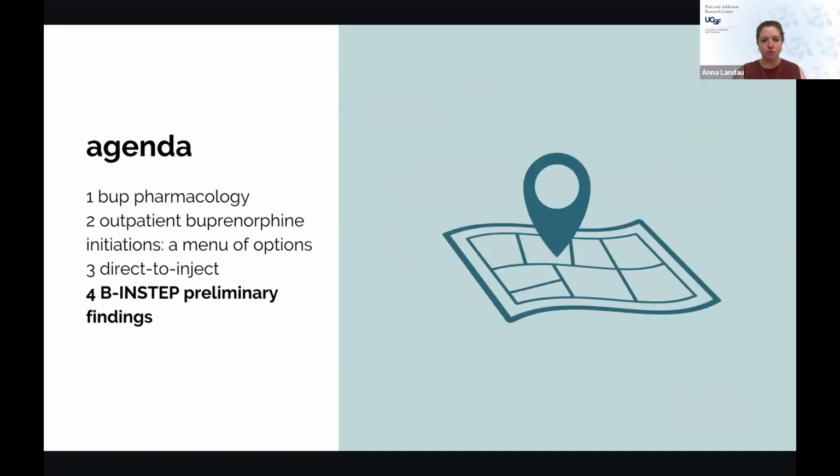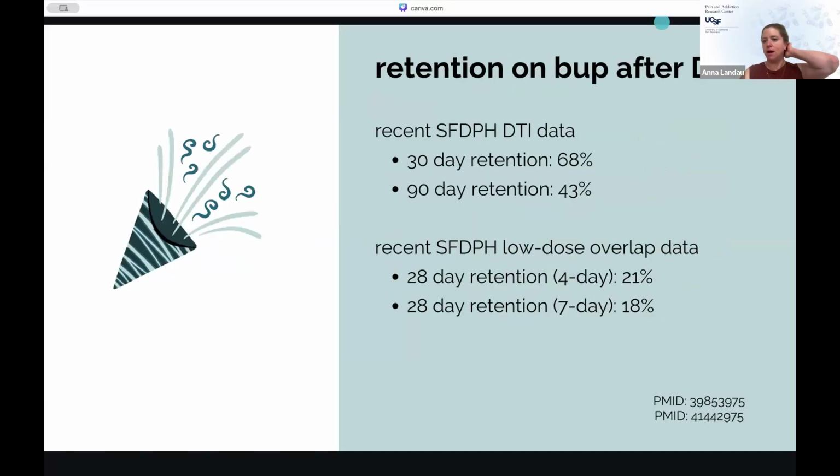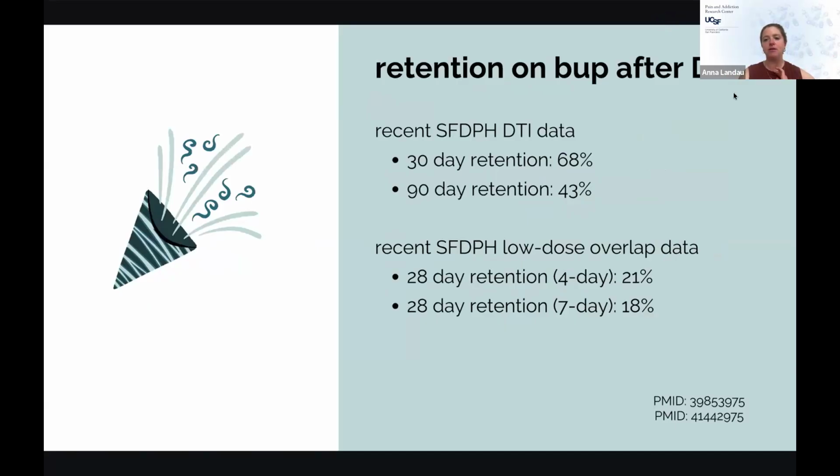I am going to end before we move on to our preliminary findings by talking about the other reason why we're so excited about this, which is, as Leslie described, the study that Leslie authored and led looked at our patients in our system and what experience they had. And as she mentioned, about 30% make it through their microdose starts, and then something like 20% are still on bupe a month later.